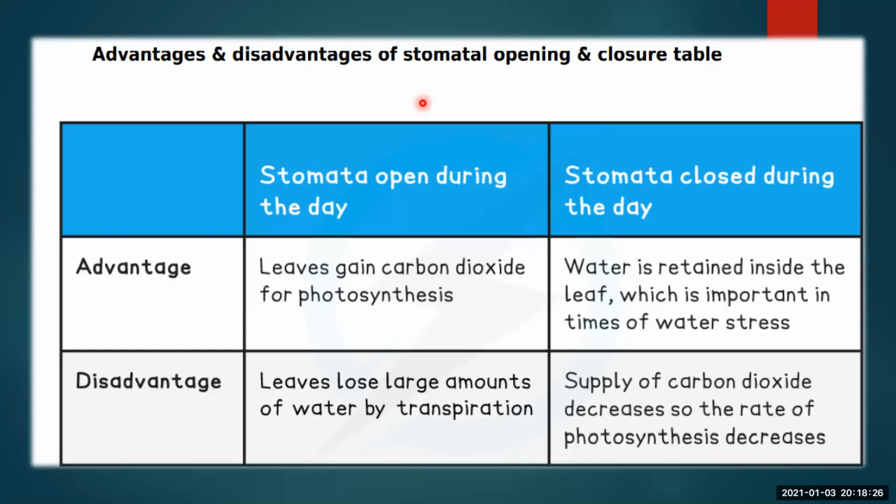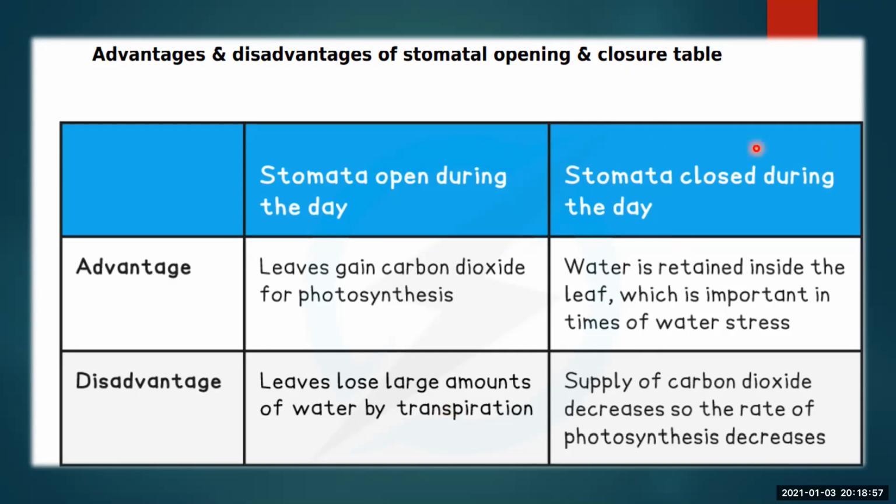So here again, the advantages and disadvantages of opening and closing of a stoma. So what is the advantage if the stoma is open during the day? The leaves actually gain carbon dioxide for photosynthesis. So that's an advantage that happens during the day, when the stoma is open. But what will be the disadvantage? The leaves would lose large amounts of water by transpiration since the aperture is open. So carbon dioxide can diffuse in, but at the same time, water can also diffuse out. So that's a disadvantage.